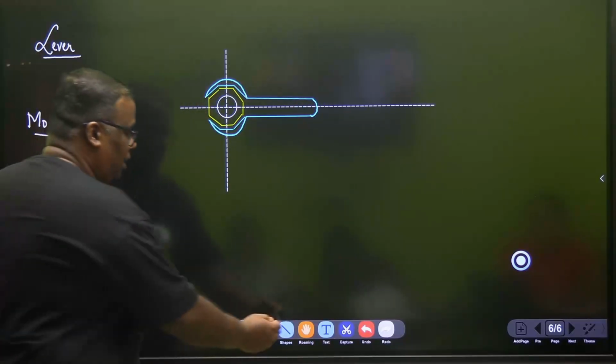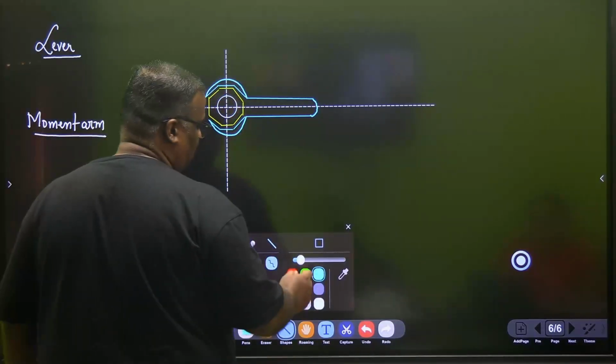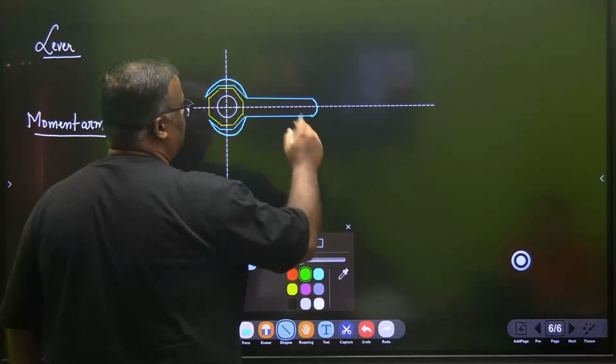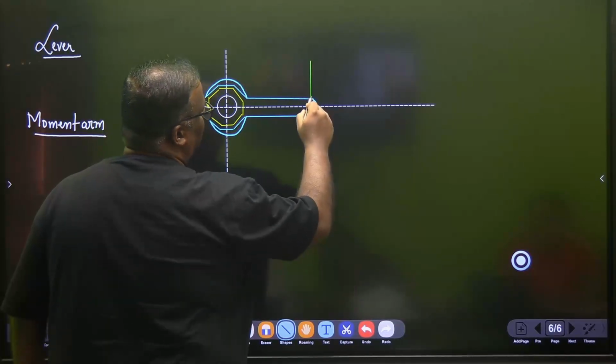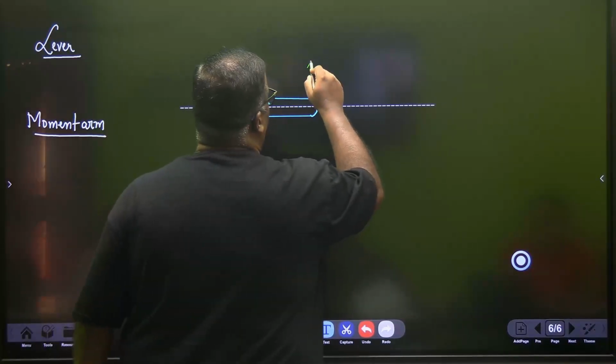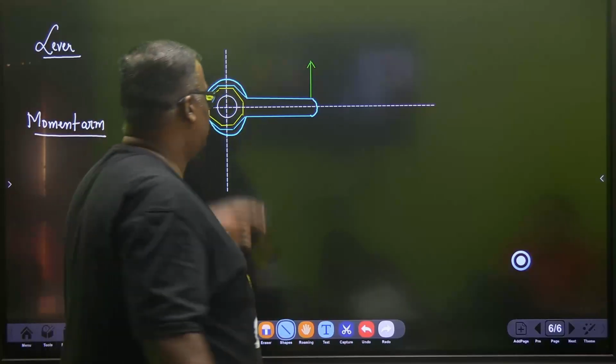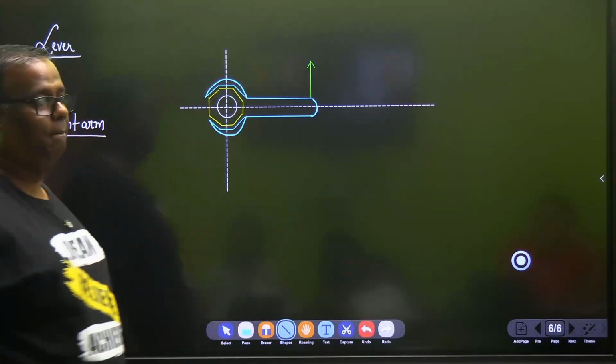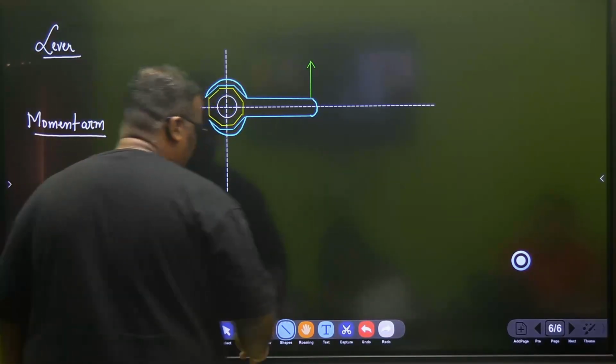Where will we apply the force on the spanner? So we will be applying a force, acting in this direction, right? I'm trying to open this nut, so my force is acting in this direction. Now suppose this is again a part of a wheel. Let's make this a part of a wheel.